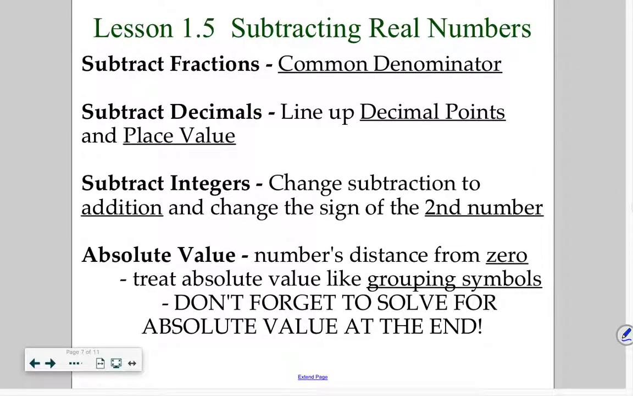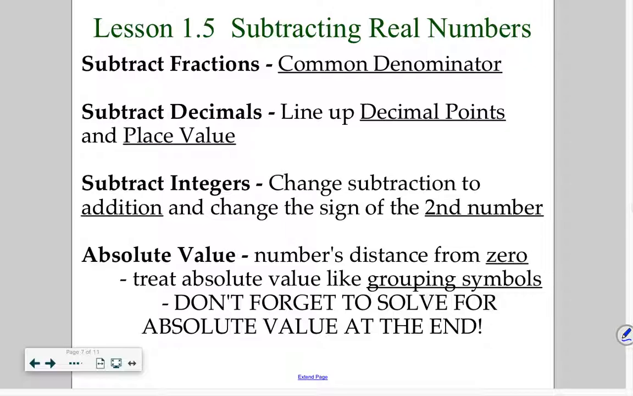All right, so again, subtracting fractions, we need a common denominator. If we're subtracting decimals, we need to line up the decimal points and line up place value. So not only are we lining up those decimal points, but remember the tenths have to be added, the hundredths have to be added, the ones, the tens, and so on and so forth.